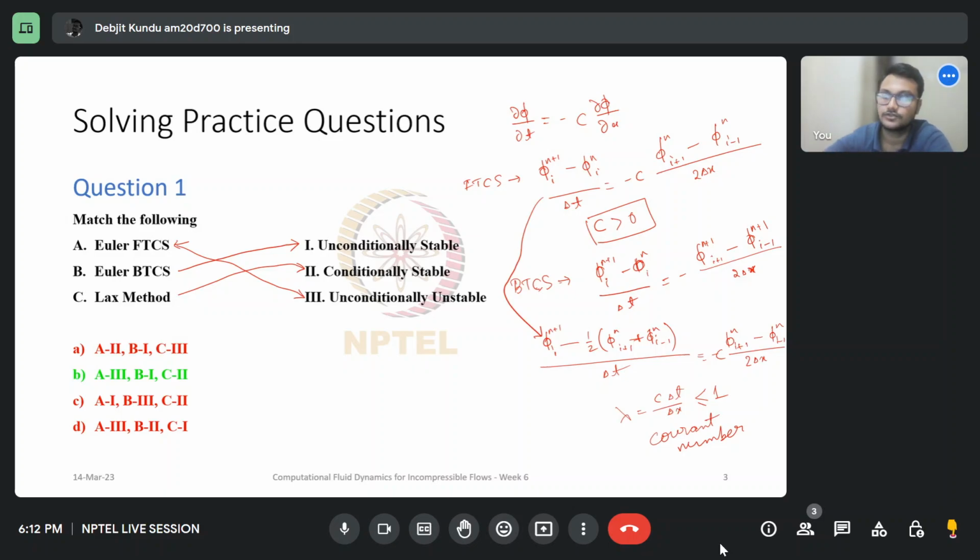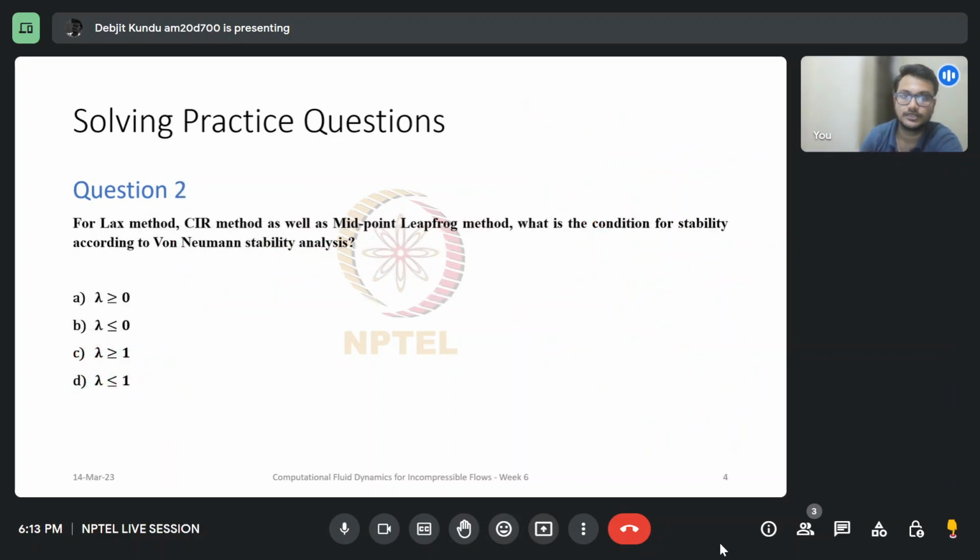Okay, so moving on, we'll move on to question number 2 of today's session. Question number 2 is asking us that for the Lax method, for the CIR method, as well as the midpoint leapfrog method, what is the condition for stability according to von Neumann stability analysis?